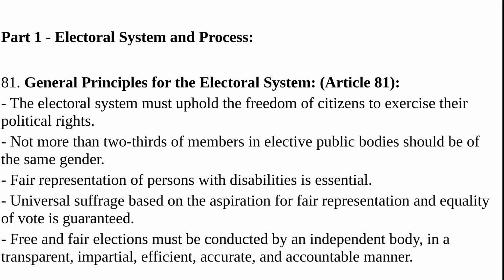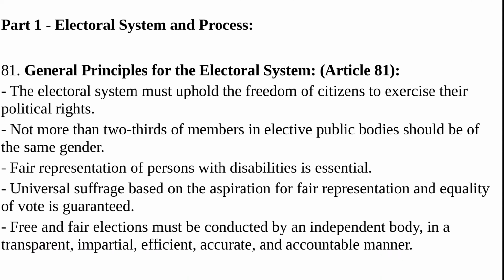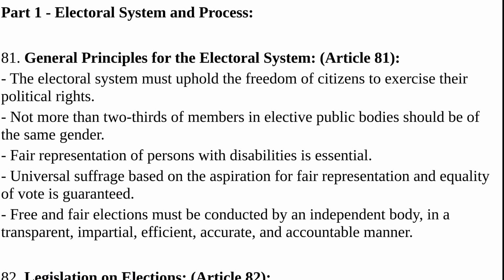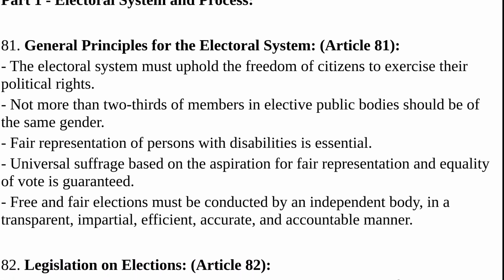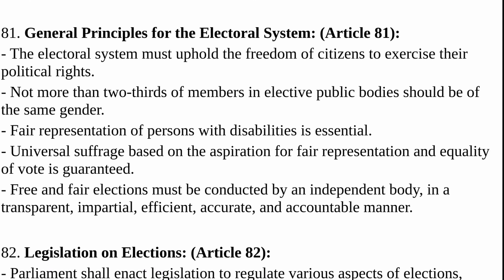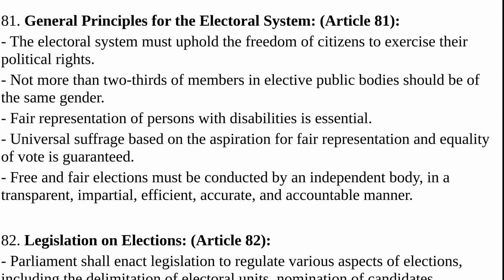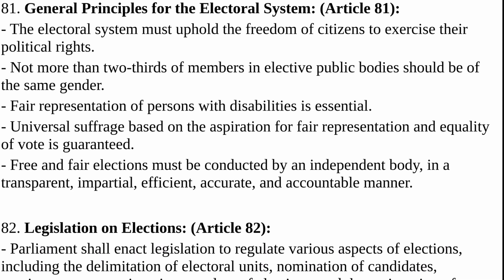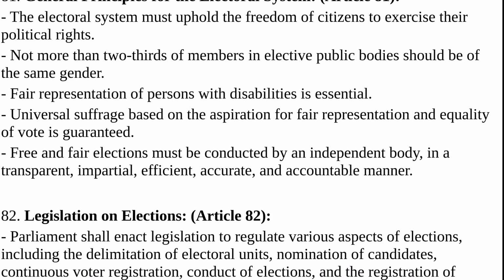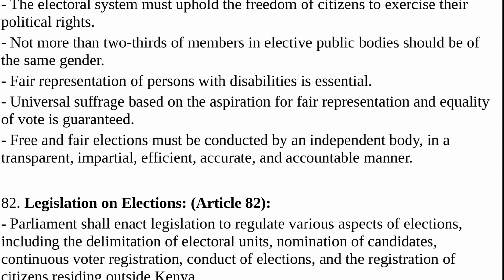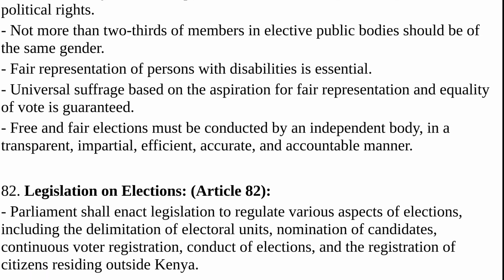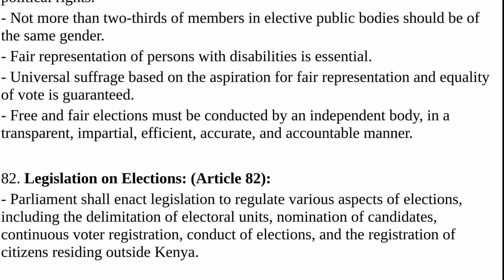82. Legislation on elections. Article 82. Parliament shall enact legislation to regulate various aspects of elections, including the delimitation of electoral units, nomination of candidates, continuous voter registration, conduct of elections, and the registration of citizens residing outside Kenya.